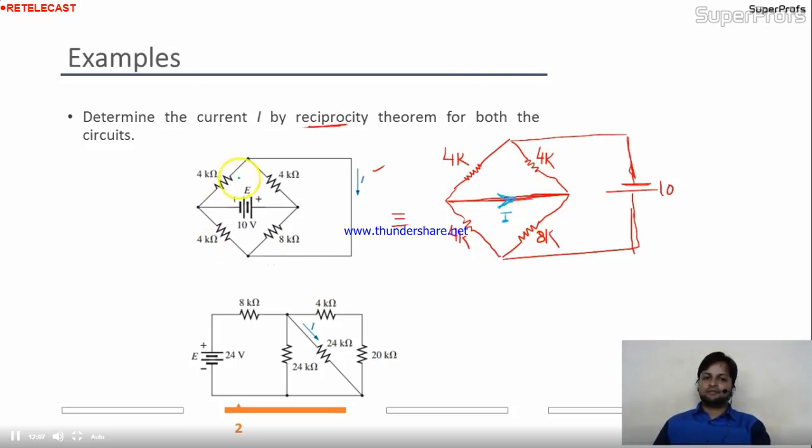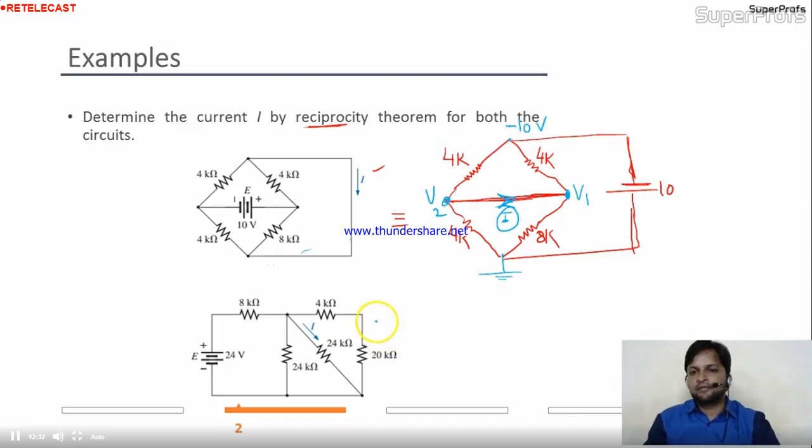How? So, to calculate this current, what I can do is, I'll assume the voltage V1 occurs here and V2 over here. Okay, and can I apply here the nodal analysis? This one I'll take as ground. Here the voltage is minus 10 volt. So friends, I'll apply the nodal analysis at V1 first.